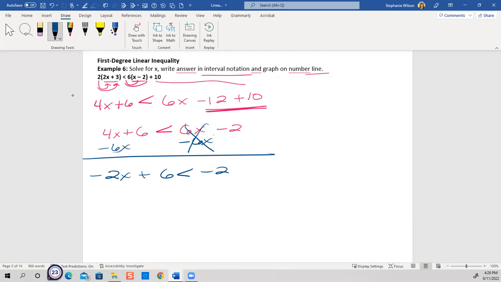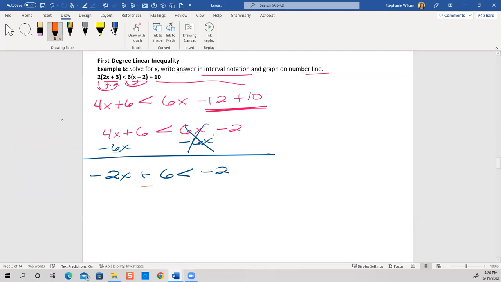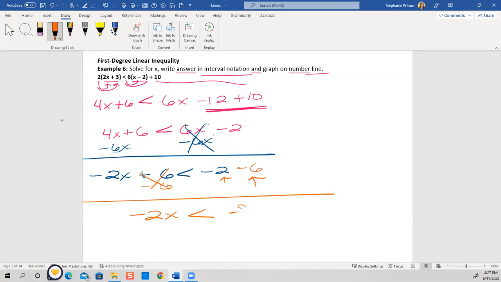Now I need the 6 to be on the other side, right? I need the x by itself. So what I'm going to do is subtract the 6 from both sides because it's positive, make it go to 0. Now I got negative 2x is less than, I spent $2, I'm in the hole 6, so I'm in the hole 8.